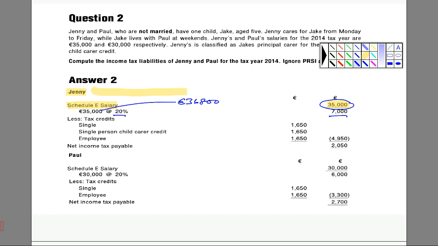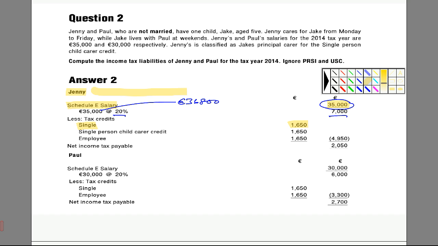Now, there's no deductions, so where do we go from there? Well, we have to go to the tax credits. And what do we know about Jenny? Well, the first thing that we know is that she must get a single credit. She's not married, so she must get something. It's either the married or the single. So she's going to get a single credit, and that kicks in at 1650. Now, they prompt us in the question above, they've said that basically she is going to be classed as the principal carer for the single person's child carer credit. How much is that? Well, that's 1650. So there's the 1650 kicking in.